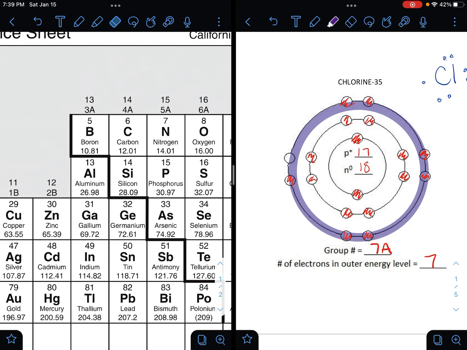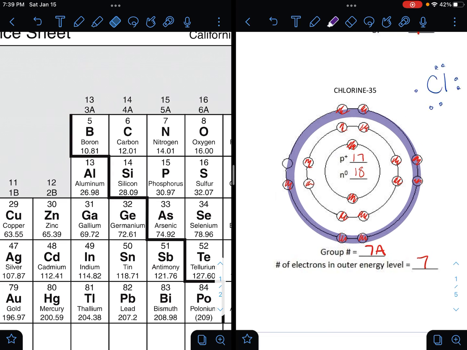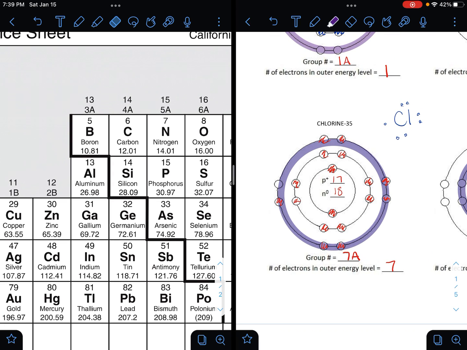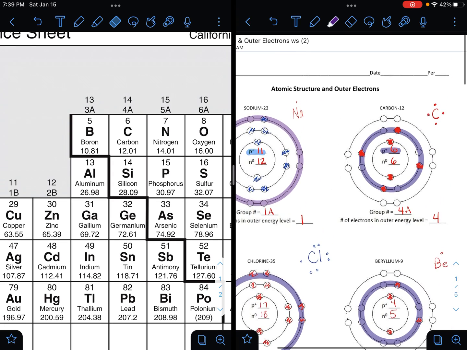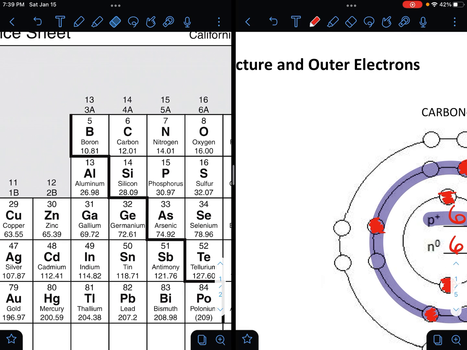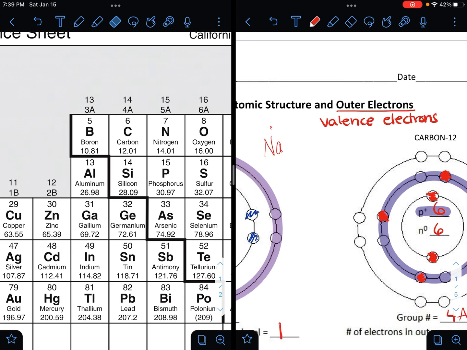So in this lesson, we're going to be talking about the electrons that are in the outer energy level. Those are going to be really important for our topic on bonding. And because they are so important, they actually have a special name. When I talk about outer electrons, another word for outer electrons is valence electrons. And I will be using those two words interchangeably. Outer electrons, valence electrons, they mean the same thing.